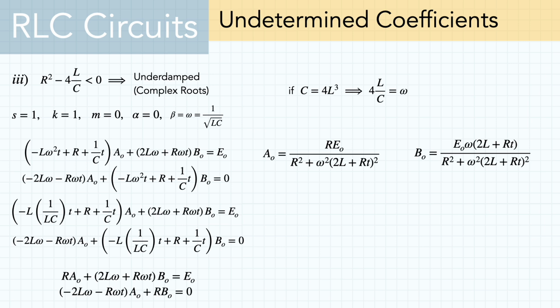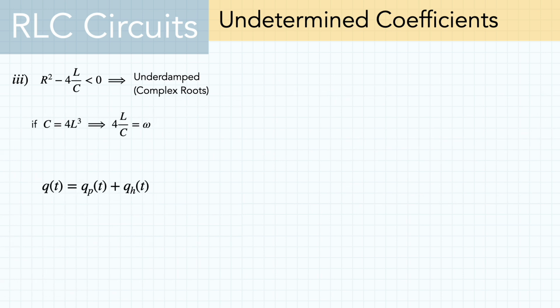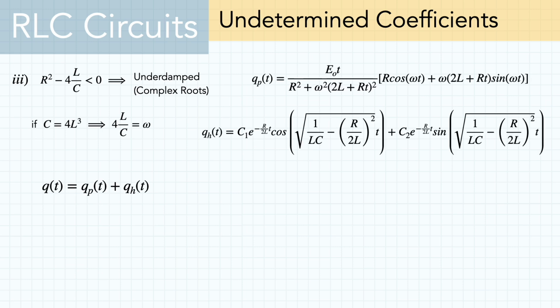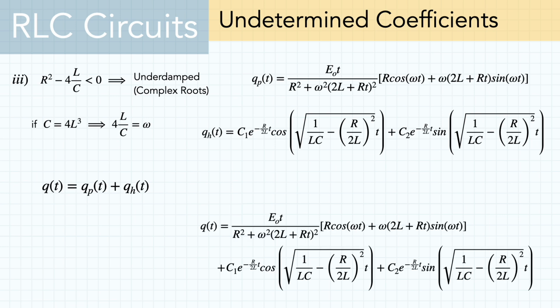We can take this and plug in the values and factor out an E naught times T factor so that we do not have such a huge expression. Once again, we can use the principle of superposition and add the homogeneous and particular solutions together to get this kind of a monstrous looking equation, but it gets the job done.